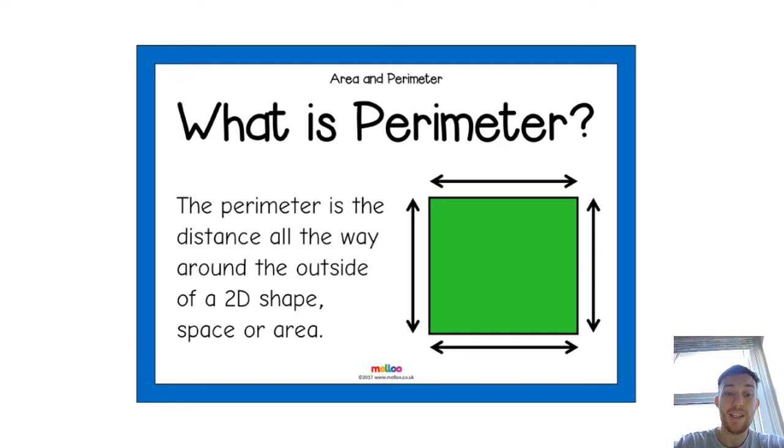So what is perimeter? The perimeter is the distance all the way around the outside of a 2D shape, of a space or an area. As we can see from this square here, the perimeter is all the way around the boundary, essentially. The boundary means the outside edge of any shape.